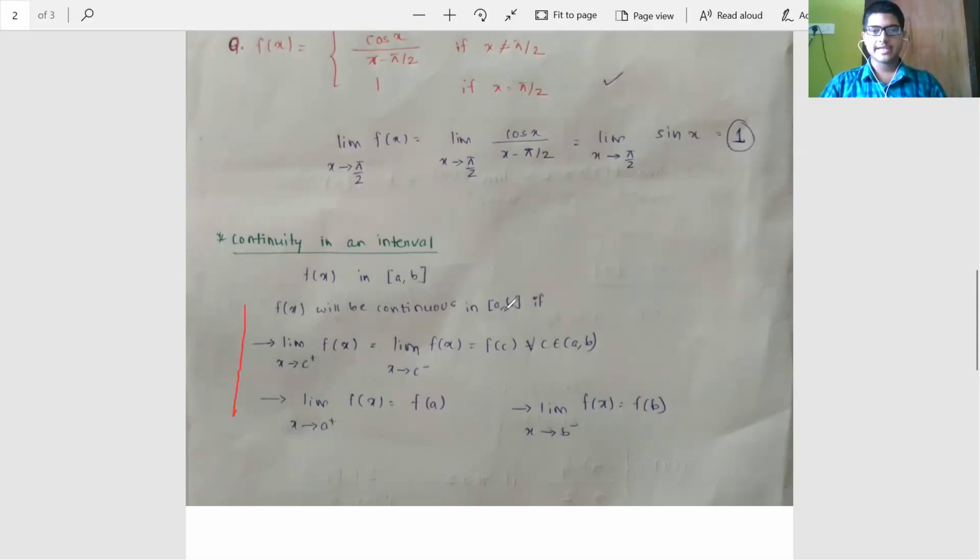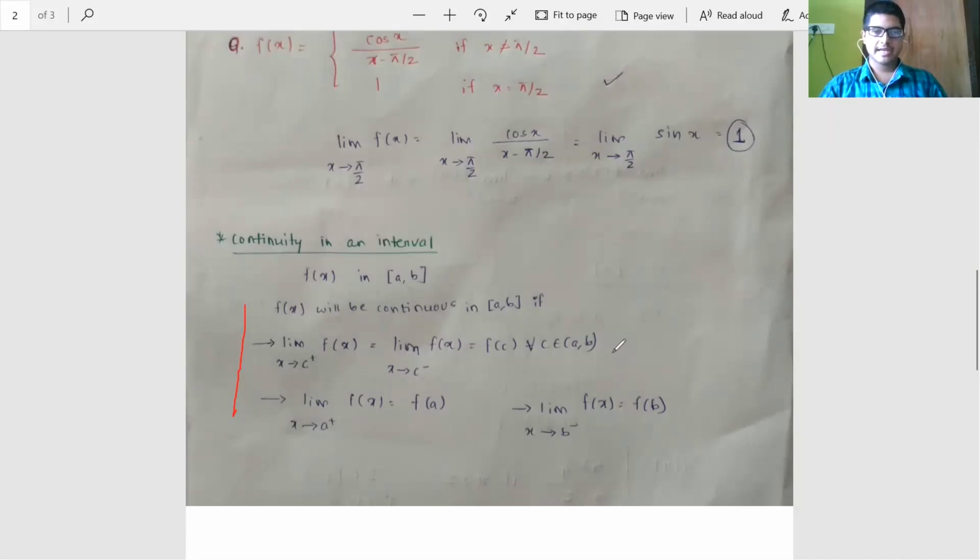f(x) will be continuous in [a, b] if limit x tends to c plus f(x) is equal to limit x tends to c minus f(x) equal to f(c) for all c belonging to open interval (a, b), which means for all the points except a and b, because they are the end points, it should be continuous, meaning c should belong to the domain, and at c the function should be continuous. How to check the continuity of the function at a point, we just discussed.